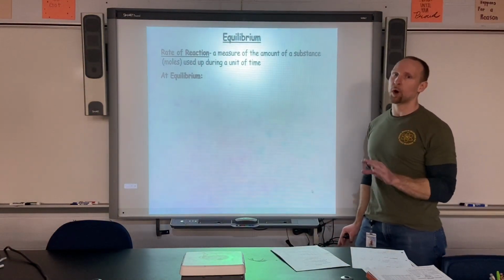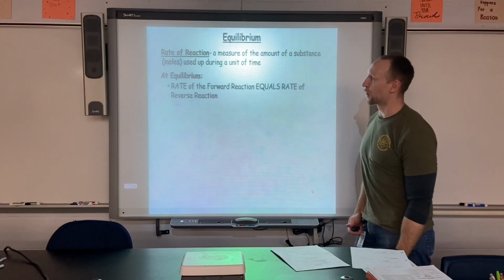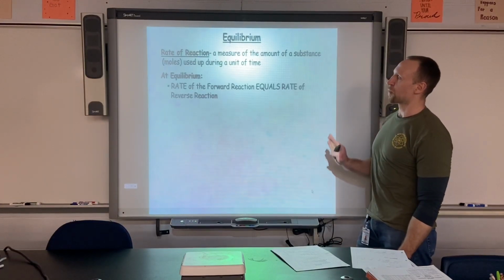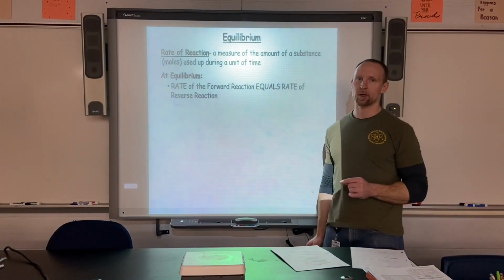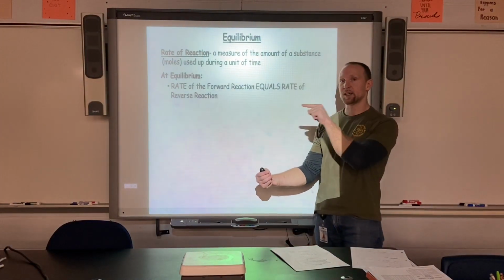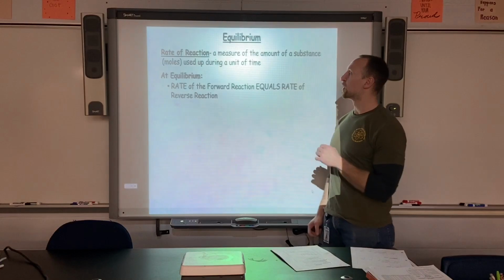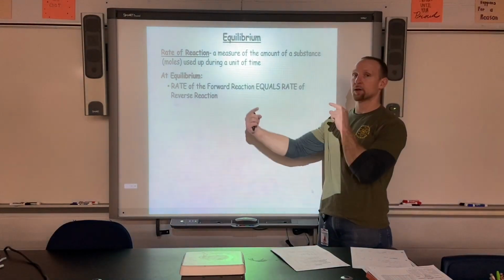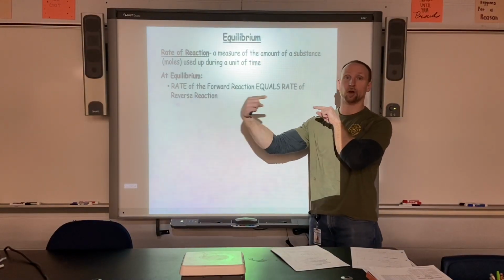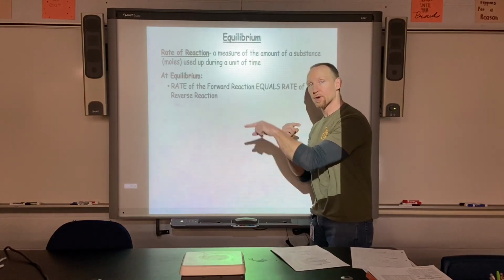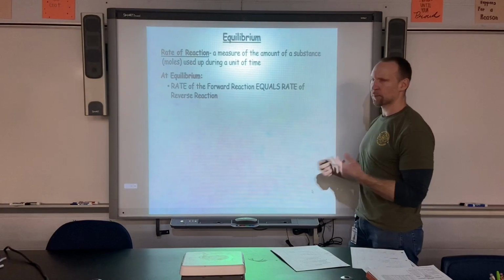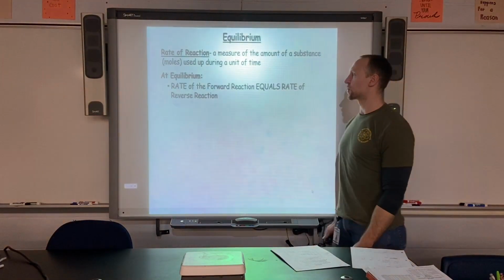So at equilibrium, clearly there's a word equal here, so something is equal. Remembering what is equal is really the important part. What's equal is the rate of the forward reaction equals the rate of the reverse reaction. So that means the speed that the forward reaction is occurring is equal to the rate of the reaction going in the opposite direction. We'll talk about that and I'll give you some analogies to try and help you understand this.